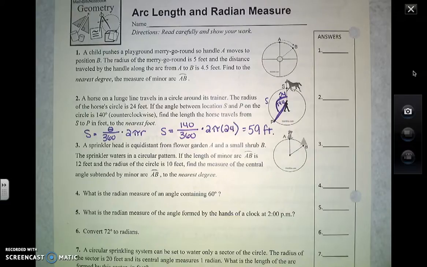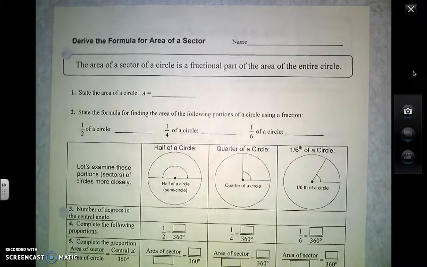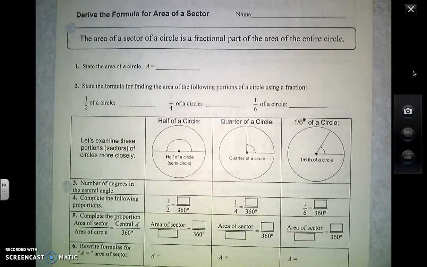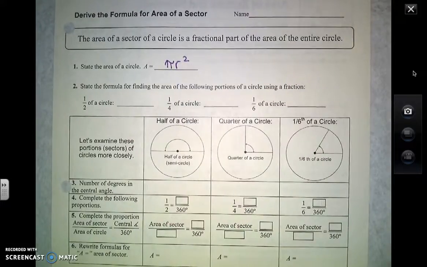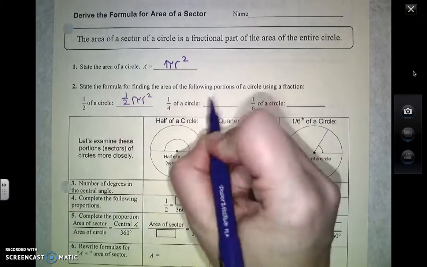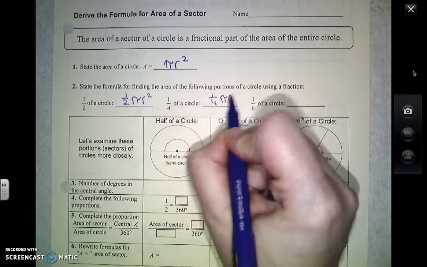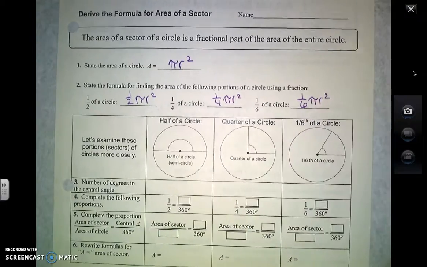Okay, we're going to move on to area of a sector, so go ahead and turn to page 39, the next page. And the area of a sector, I'm actually going to rush through this page really quickly because a lot of this is just kind of common sense. The area of a circle is pi r squared. And so for half a circle, it's 1/2 pi r squared. Quarter circle is 1/4 pi r squared, and so on for any ratio that you have.